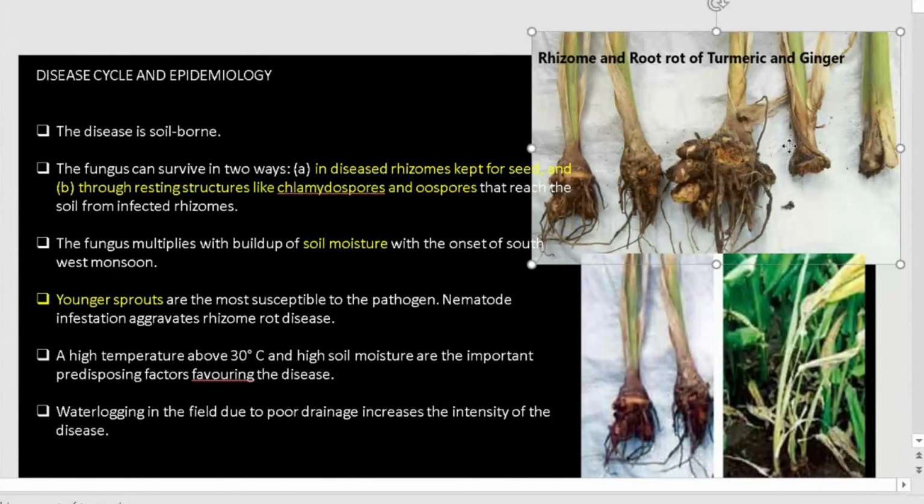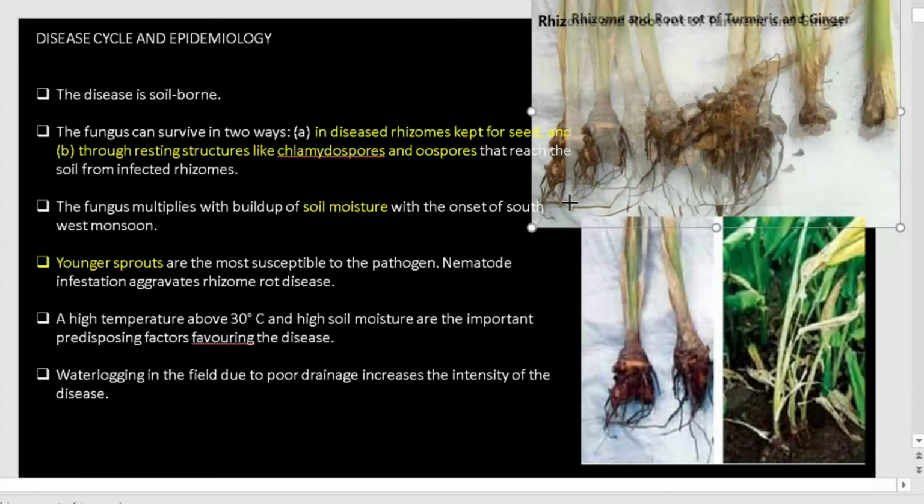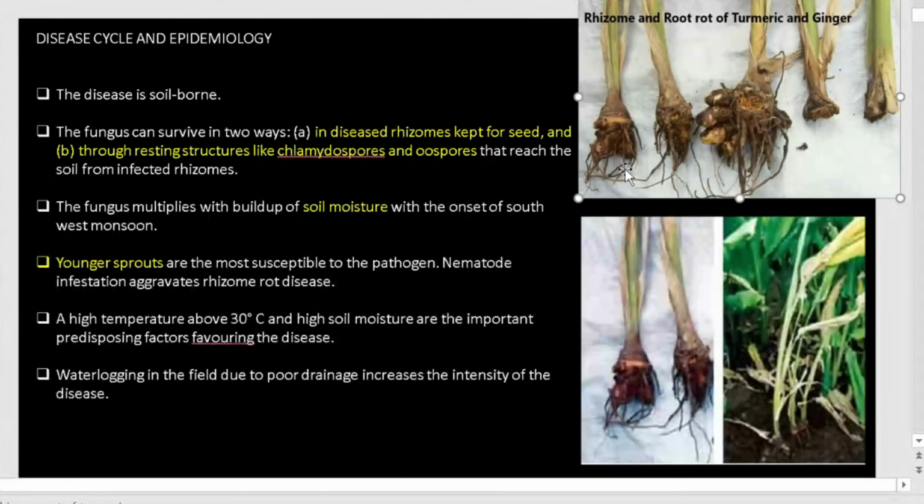Because the collar region is generally infected, there may be some kind of water soaking, both in case of ginger as well as in case of turmeric. As I already said, this is one of the very important diseases because the inoculums are soil borne and can persist in the soil for a very long period of time. It may be due to oospores in case of Pythium, and chlamydospores are often found in Fusarium species.